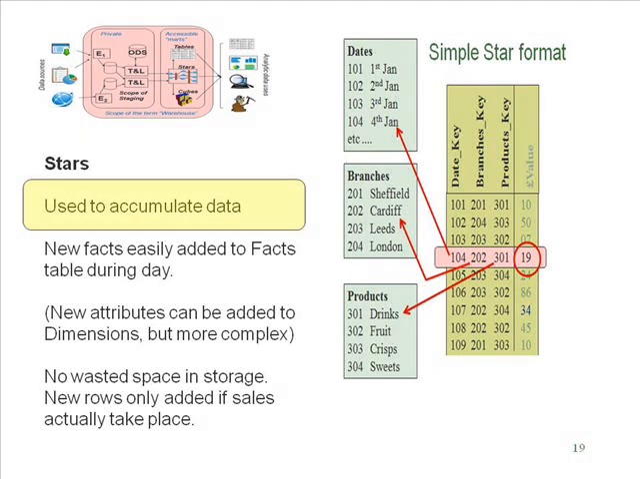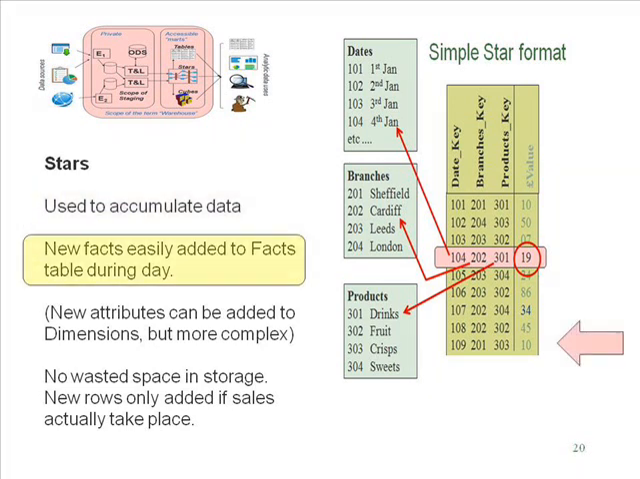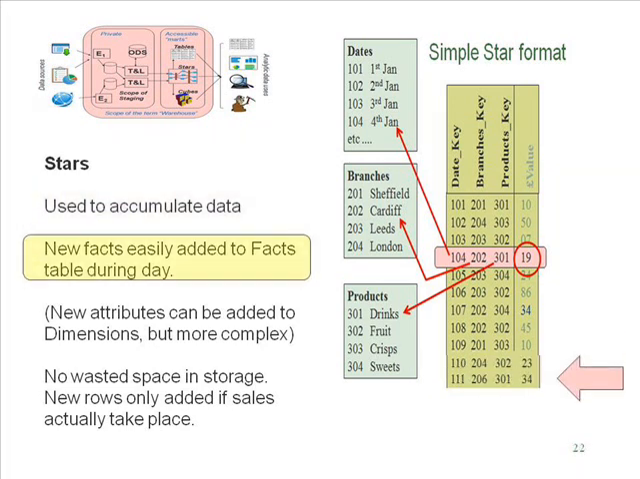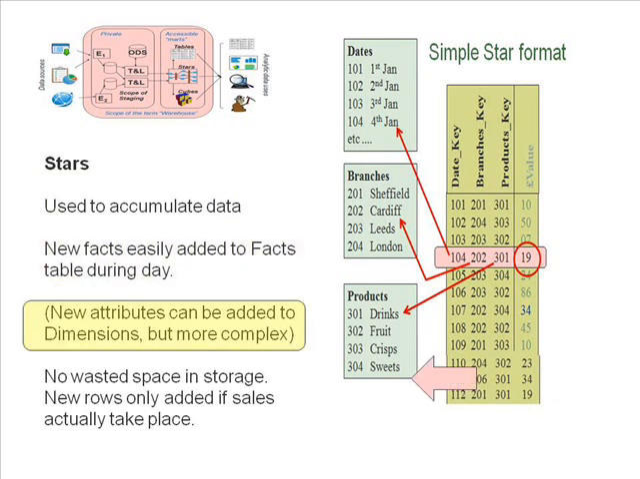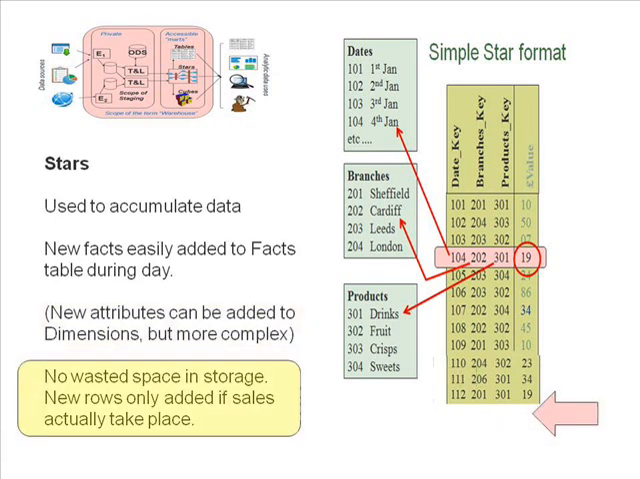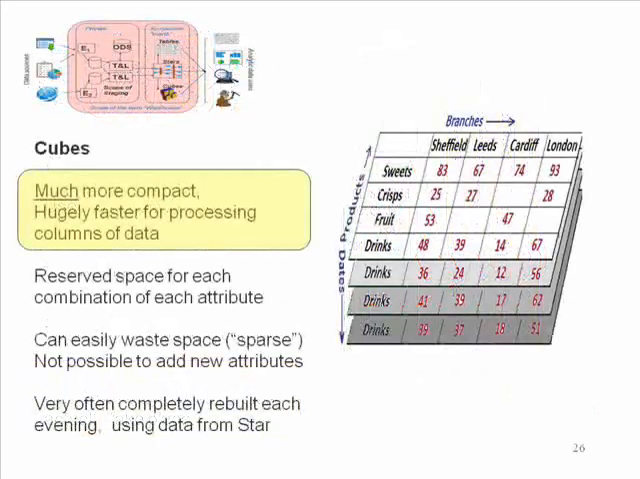Stars are very often used to accumulate data. This is because it is very easy to add new facts to the facts table during the day. New attributes can be added to the dimensions, but we'll see later in the module this is a little bit more complex. And an advantage of stars is that there is no wasted space in the storage. New rows are only added if sales for that particular combination of date, branch and product actually take place. This contrasts quite strongly with cubes.